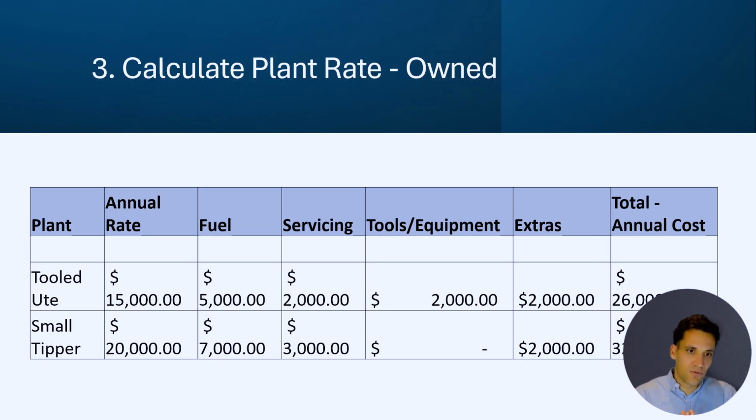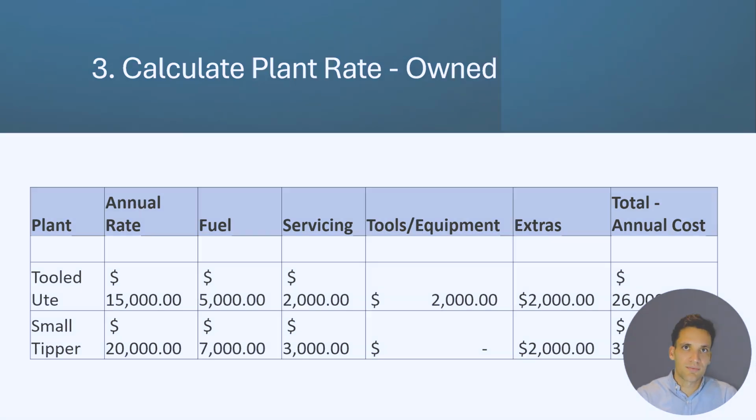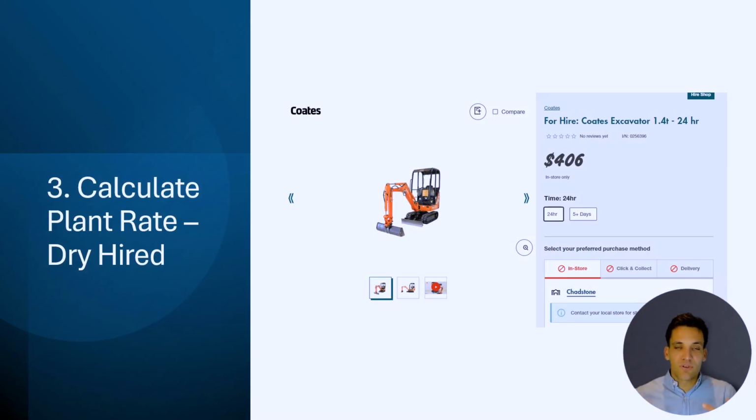Then you have to factor in fuel, servicing, tools, and any extra costs, and you'll be able to build up an annual total cost of that bit of plant. So for the example of the ute, we're saying the total annual cost of owning that bit of plant is $26,000.